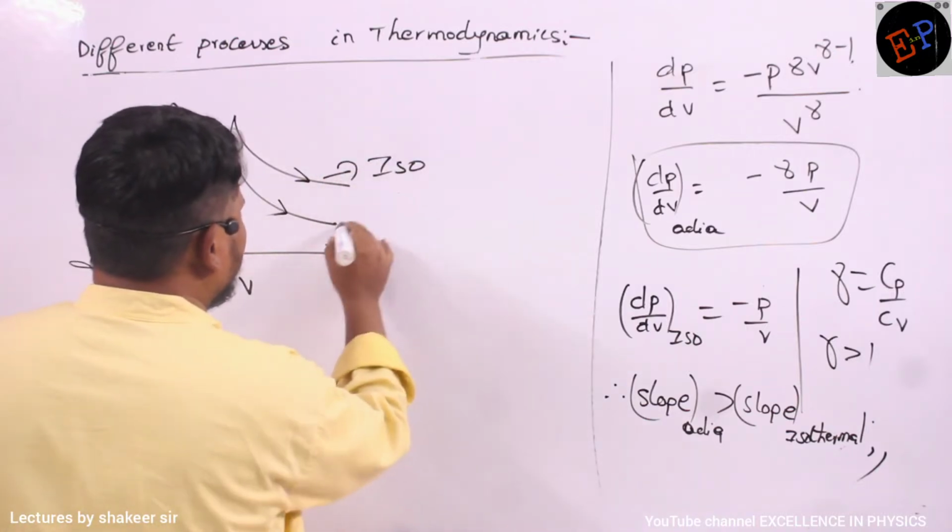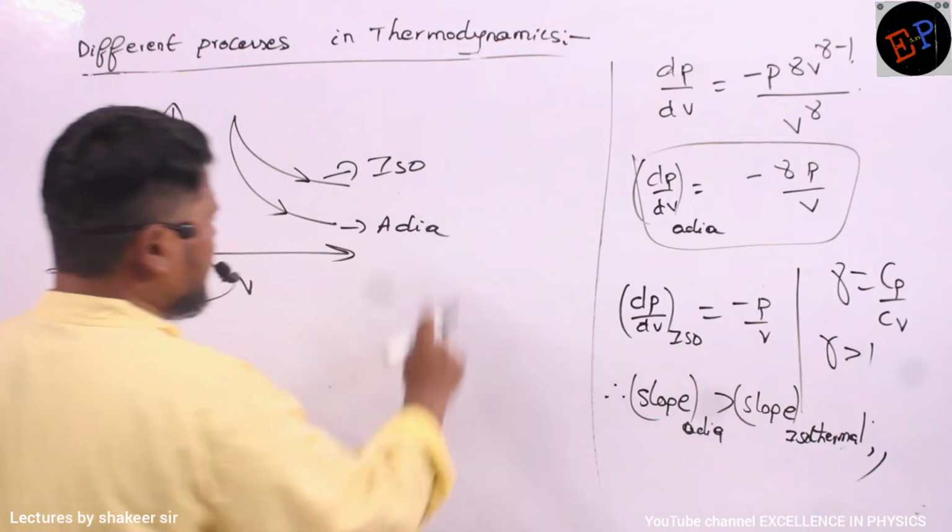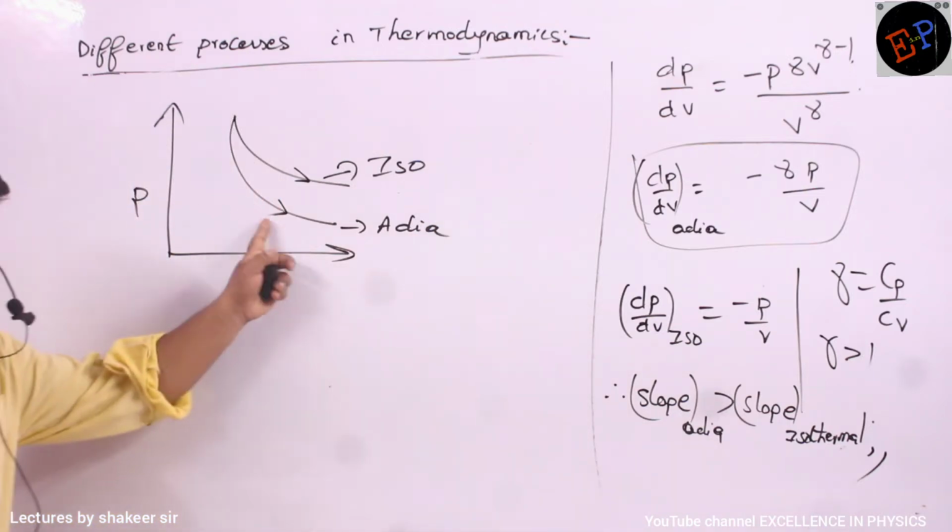This is isothermal, this is adiabatic. Are you able to understand why? The slope of this graph is greater, no?